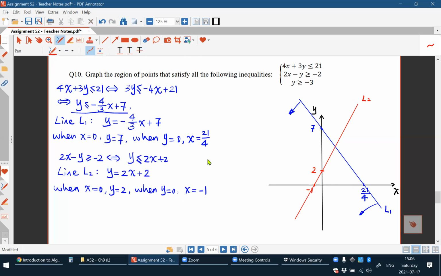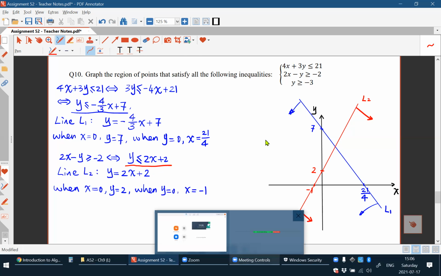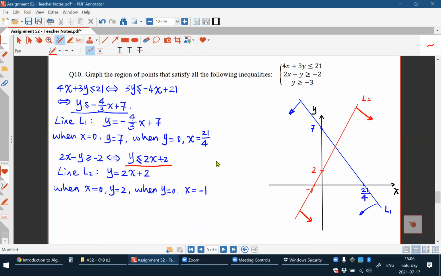And the corresponding region, it says y should be smaller than 2x plus 2. That means it corresponds to a region that is below this line, right? Below this line means here. Okay, and remember that there is another inequality, which is y should be greater than or equal to minus 3.